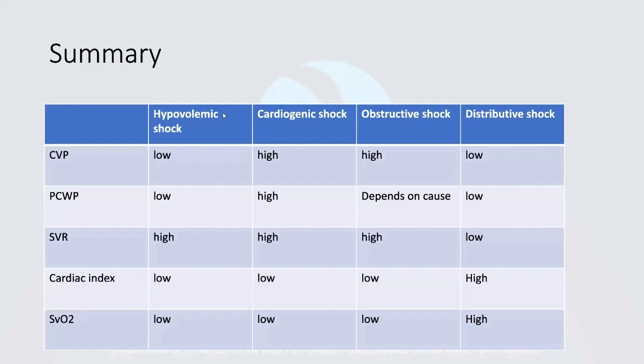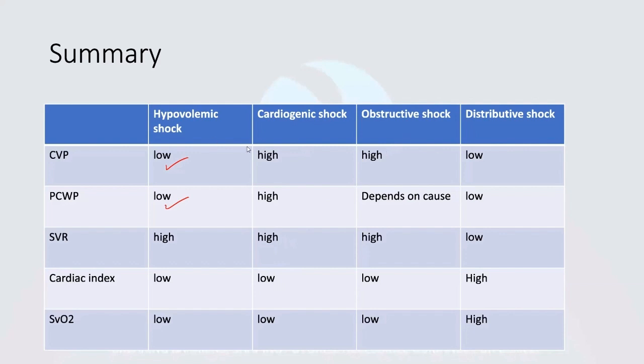So basically, this is the summary of whatever I have taught today. In hypovolemic shock, you don't have to worry about causes or anything like that, right? Your CVP will be low, your PCW will be low, your SVR will be high, cardiac index low, SVO2 low. I've told you all the causes, right? If you have any questions, you can ask me at the end. Cardiogenic shock, again, CVP high, wedge pressure high, SVR high, low index, low SVO2.